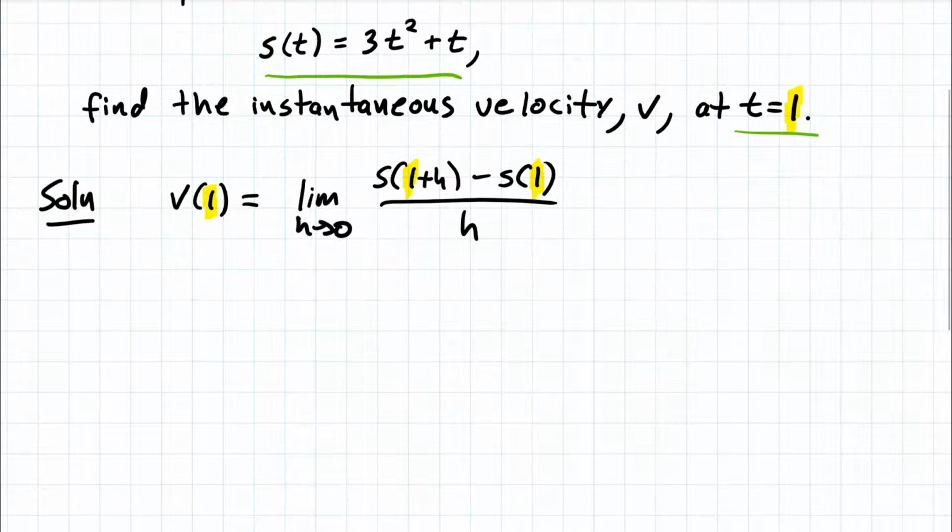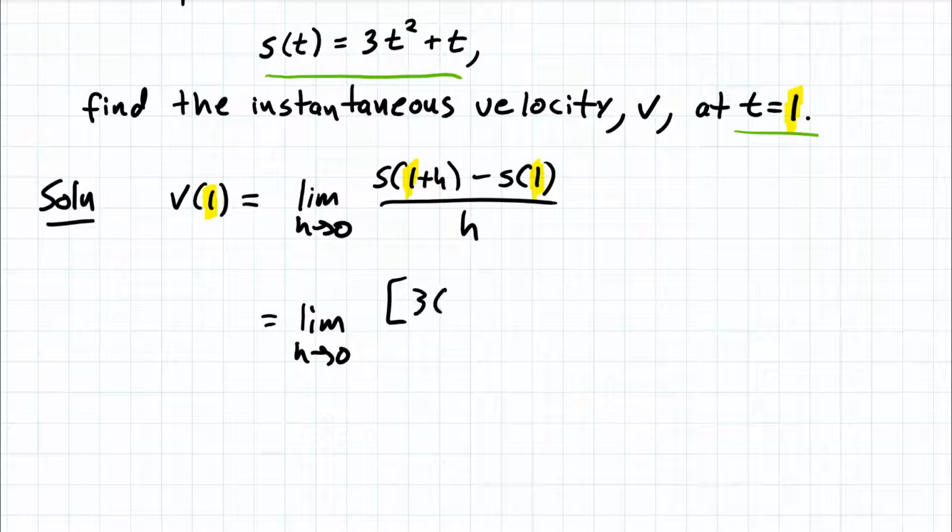All right, so now we need to use the definition of s. So s was 3t squared plus t. We have to plug this in. Don't forget your parentheses, or else your square will not hit everything it's supposed to hit.